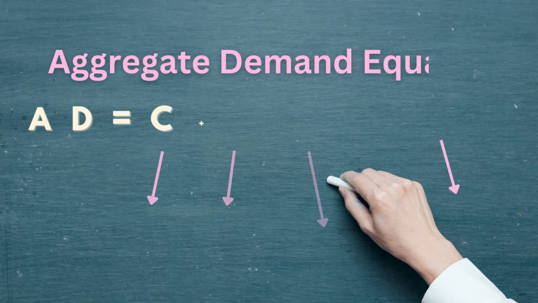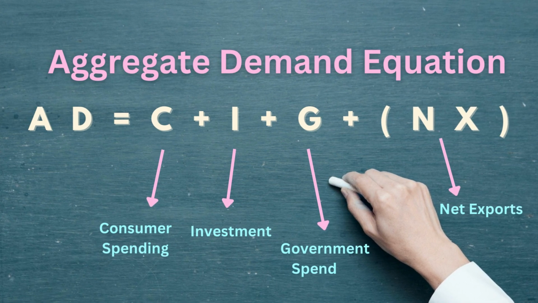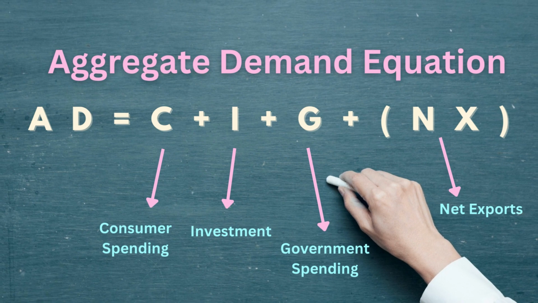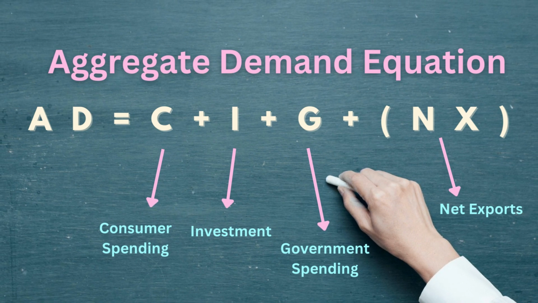These components form an aggregate demand equation represented as mentioned. AD equals C plus I plus G plus NX. C as in consumer spending, I as in investment, G as in government spending, and NX as in net exports. NX represents net exports, exports minus imports.